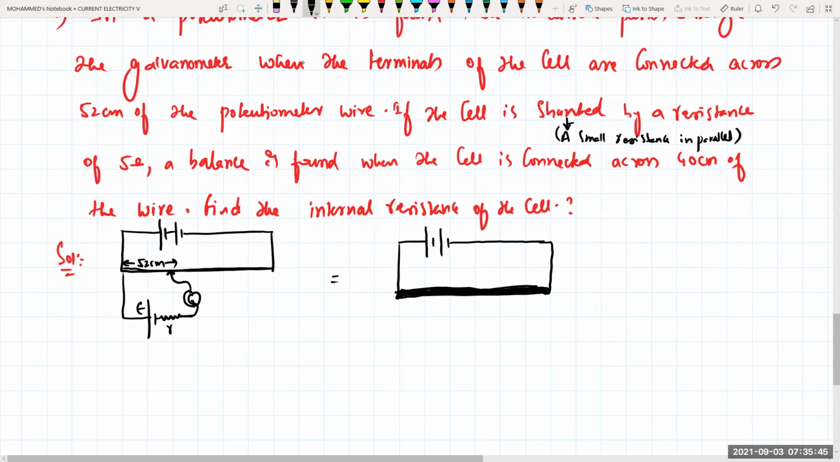Okay, same here also, same 40 centimeters. This is a potentiometer wire. Now what we are doing is, for this cell there is one small resistance connected in parallel. That means to this positive terminal, negative terminal, and internal resistance, we are connecting a resistance in parallel like this. And this one is connected to the galvanometer, and here it has been balanced at your 40 centimeters.